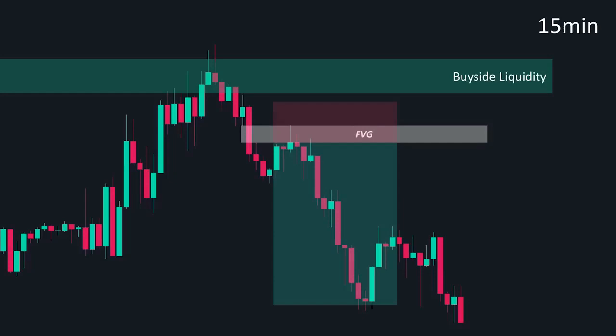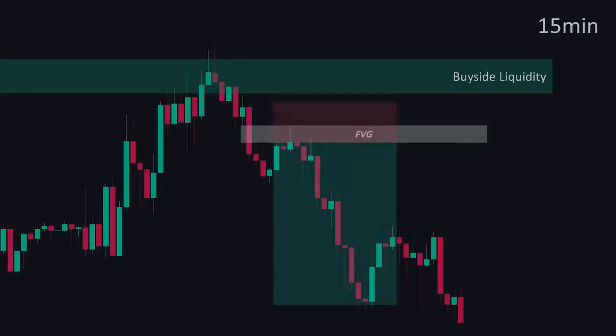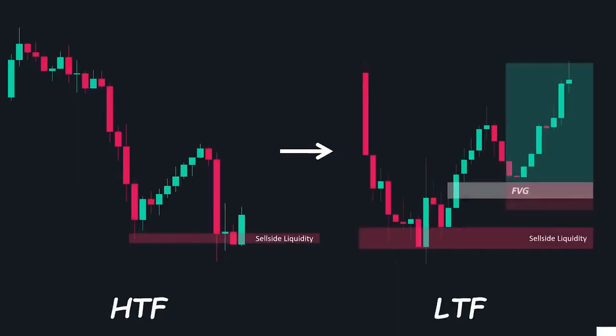The same concept applies to the bullish scenario. We focus on the sell-side liquidity below key lows, which the indicator automatically marks. When the price sweeps this level and closes back inside the range, it signals a bullish liquidity grab. Then, we zoom into the lower time frame and wait for the indicator to highlight a bullish fair value gap that forms right after the sweep.